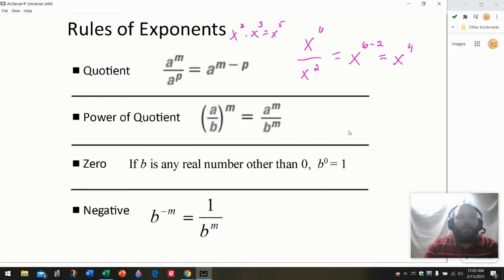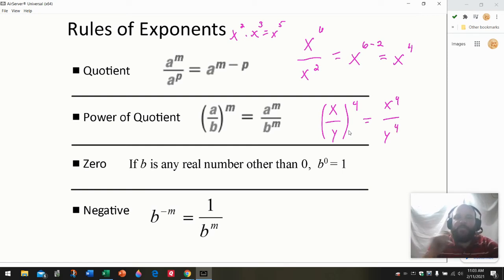Okay. Now the next one is called the power of a quotient. The power of a quotient means that if you have two numbers or variables that are being divided, and then the whole thing is being taken to a power m, you are allowed to distribute that m to both the numerator and the denominator. And you can see it becomes a to the m over b to the m, like that. So an example of that would be something like x over y, to the fourth power. We can rewrite that as x to the fourth over y to the fourth, just like that.